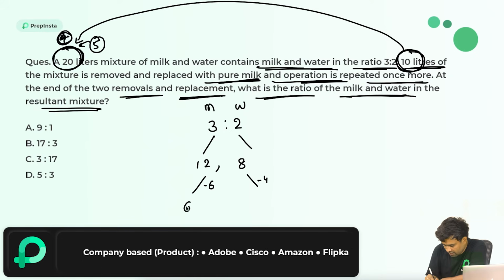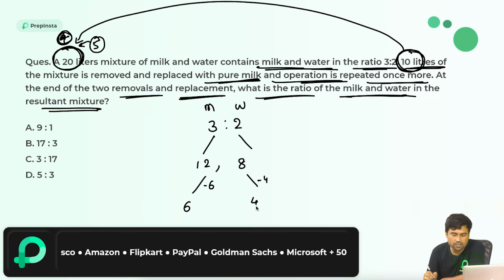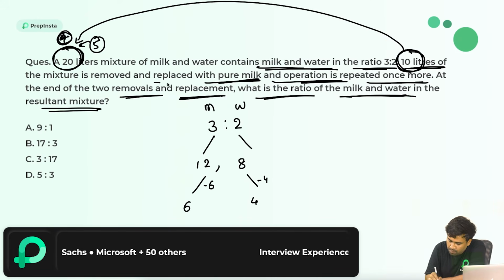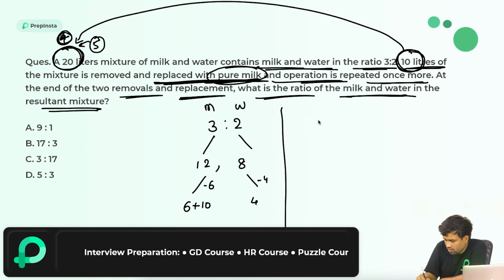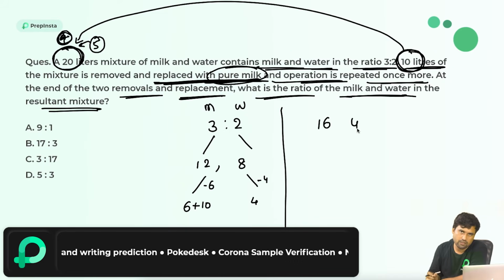So it will be left with 6 liters and it will be left with 4 liters. And again replaced with pure milk. So 10 liters of pure milk is added. So I am writing here. So after one replacement, we are left with 16 liters of milk, 4 liters of water. Again this process is repeated once more.